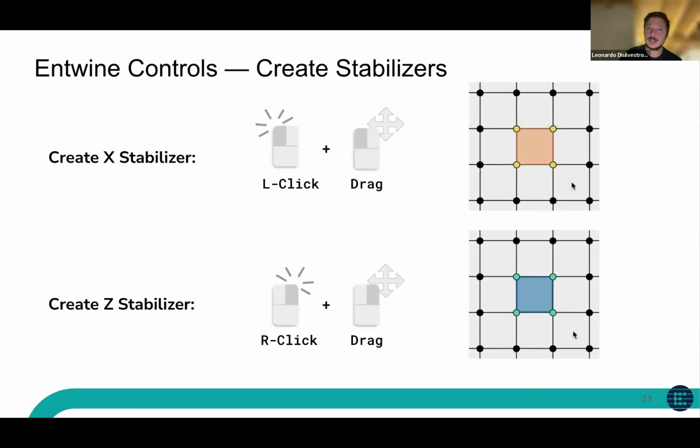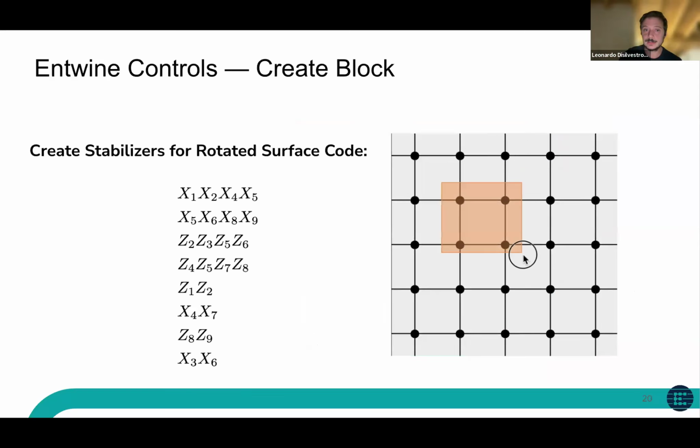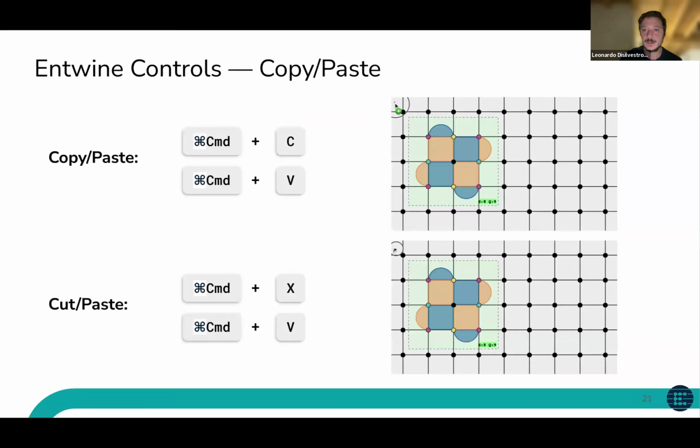As I said, you can create stabilizers X and Z just by dragging your mouse around vertices, and you can create logical qubits pretty easily. If you're correct in the logical qubit, it goes green.